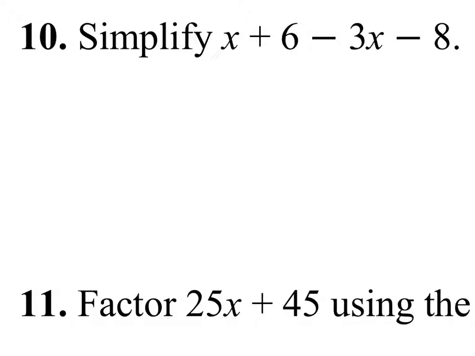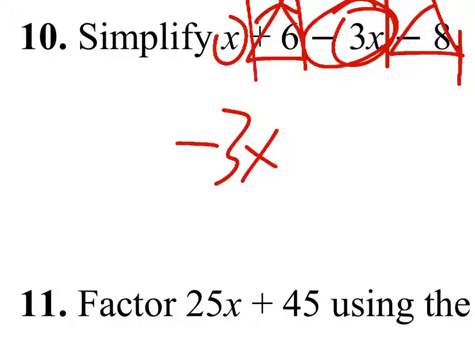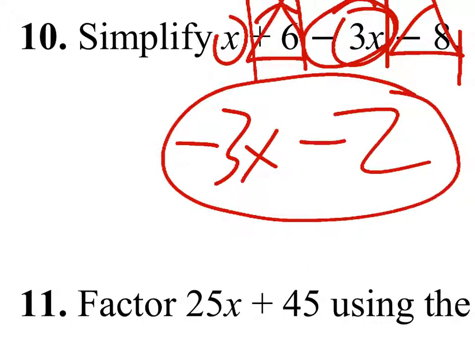Okay. Oh, the problem's right here. Okay. So basically, I'll just separate them so I would know if it's positive or negative, and so I know that these are common, and that would be negative 3x, and then, like a triangle, and that's negative 2. Nice. You are so brilliant. Excellent work.